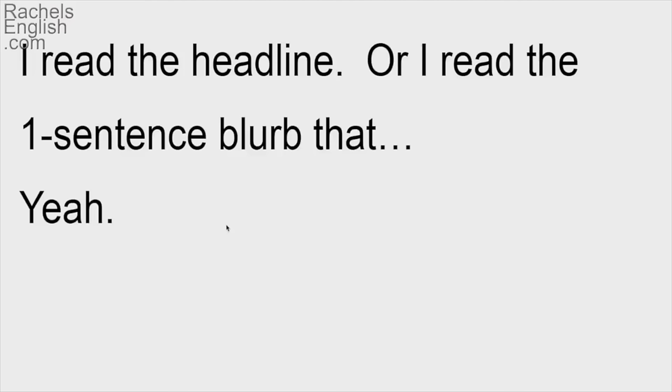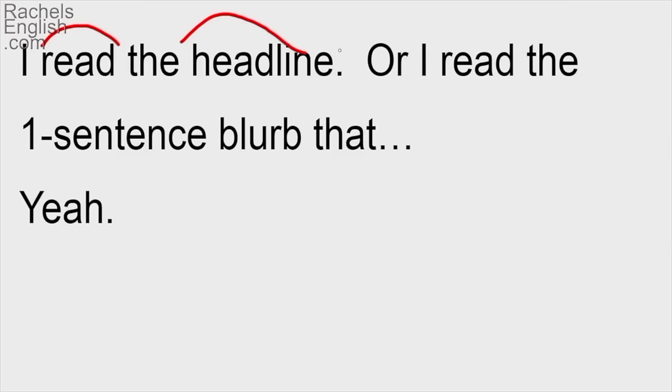I read the headline. Okay, what are the two most stressed syllables there? I read the headline. So the words that are usually the ones that are stressed in a sentence are the nouns, verbs, adjectives, and adverbs. And they don't always have equal stress, but those are the content words that are usually the ones that are these longer, more clear words.